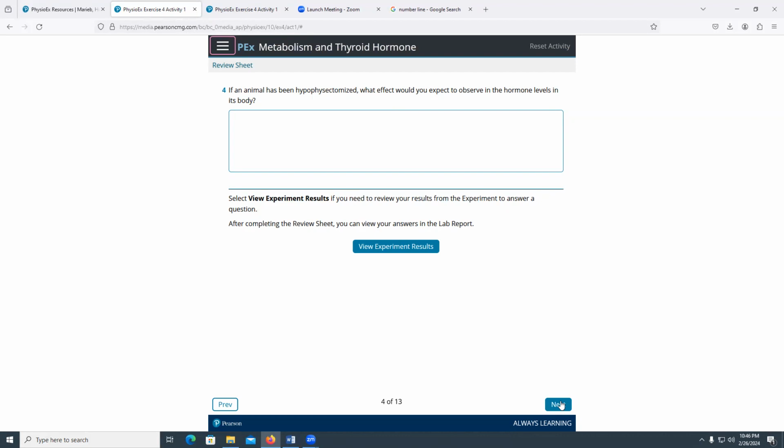If an animal has been hypophysectomized, meaning the pituitary gland, the hypophysis, was removed, what effect would you expect to see in the hormone levels? As far as my thyroid hormone is concerned, TSH will not be secreted. So for the hypophysectomized rat, the TSH will be missing due to the missing pituitary gland, and without TSH, the thyroid hormone levels will be lower than normal. That's why we will need exogenous thyroxine, known as levothyroxine.